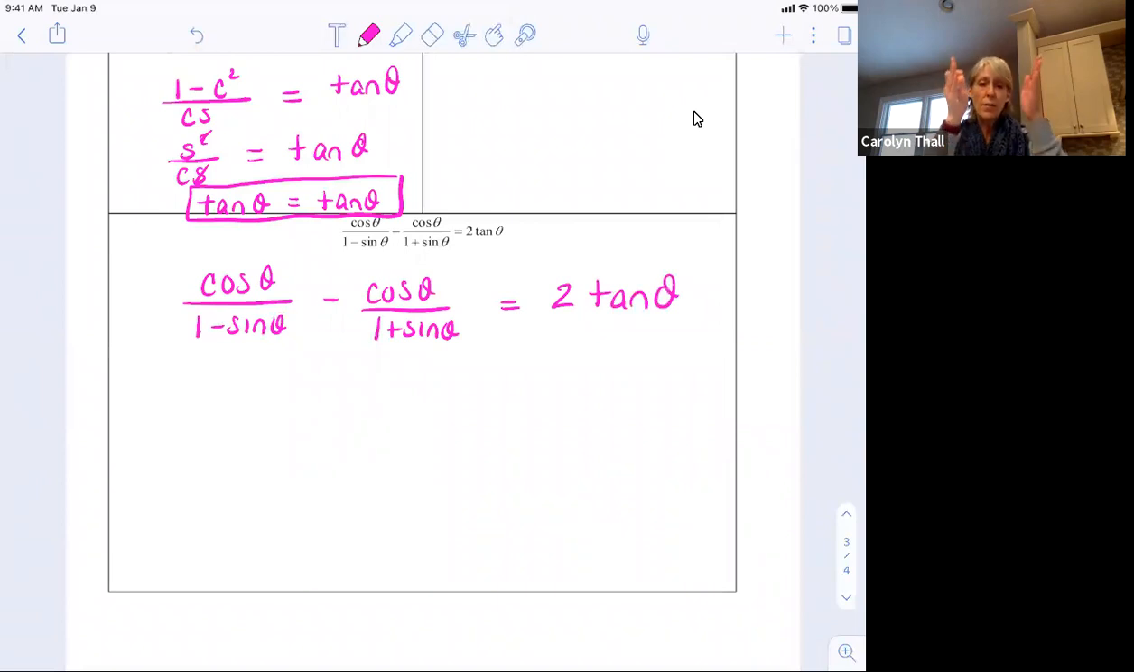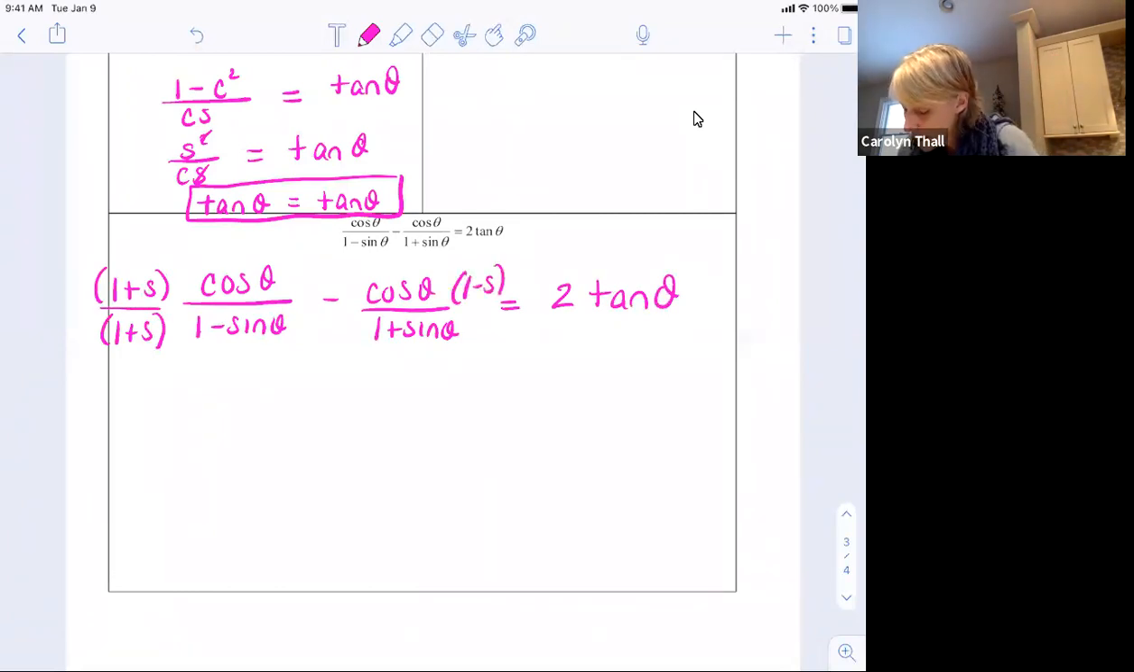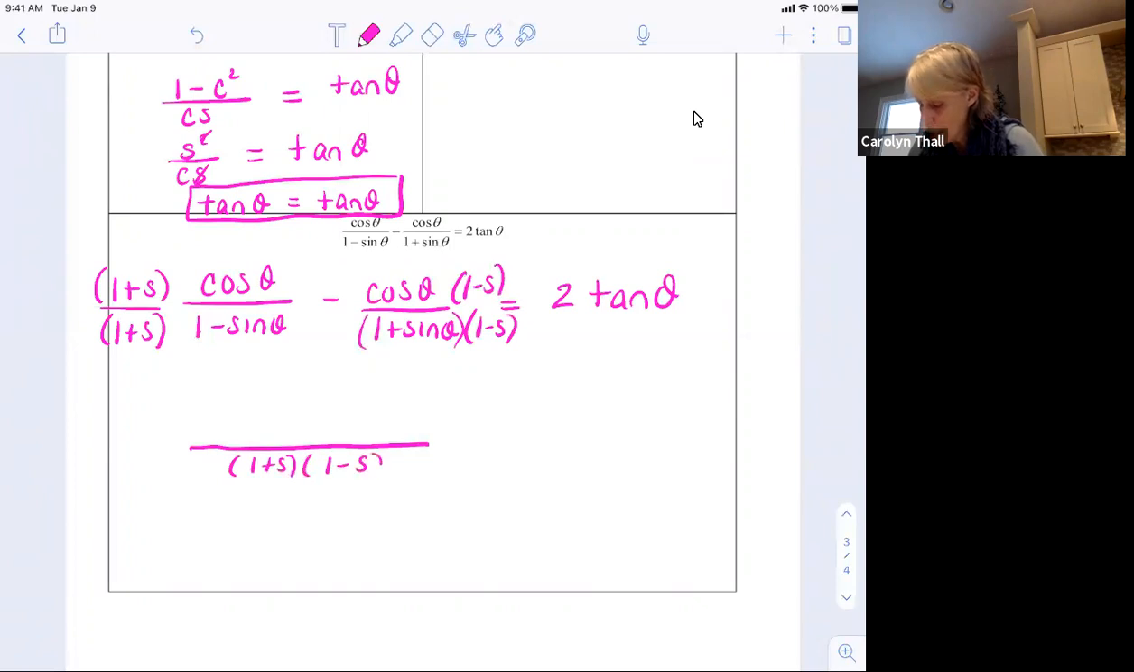On the left side, I have 2 fractions. I can't do anything about the individual fractions, so I'm going to have to add them together. So I'm going to have to multiply by 1 plus sine, 1 plus sine, right? 1 minus sine, 1 minus sine. Now remember, when we do this, our denominator is going to become 1 plus sine, 1 minus sine. And I'm not going to worry about that right now. I'm going to see if I need it in the future.